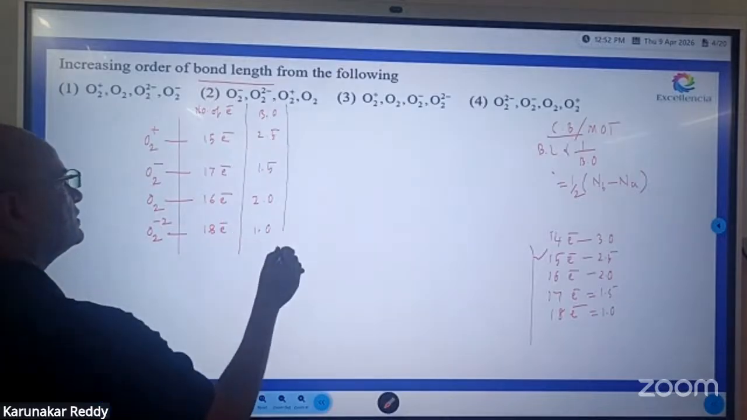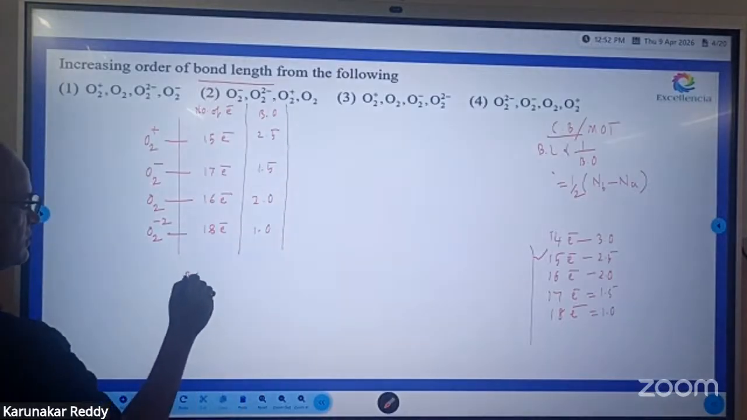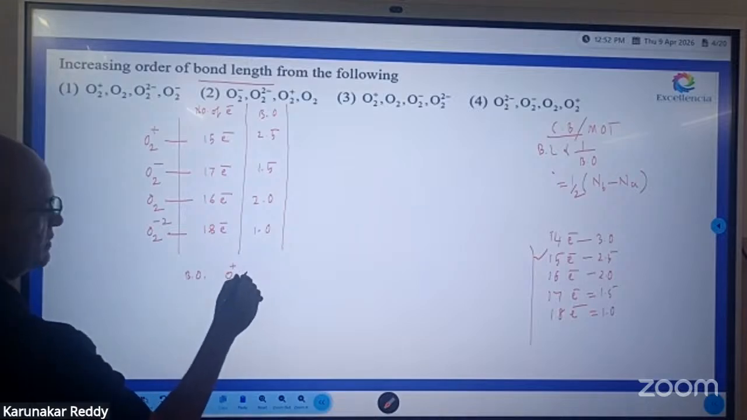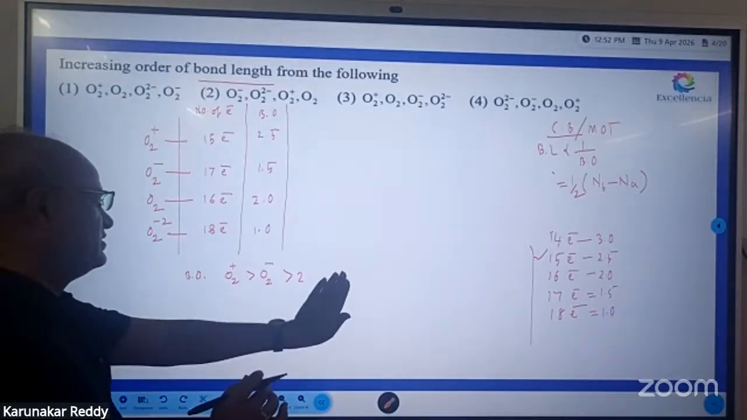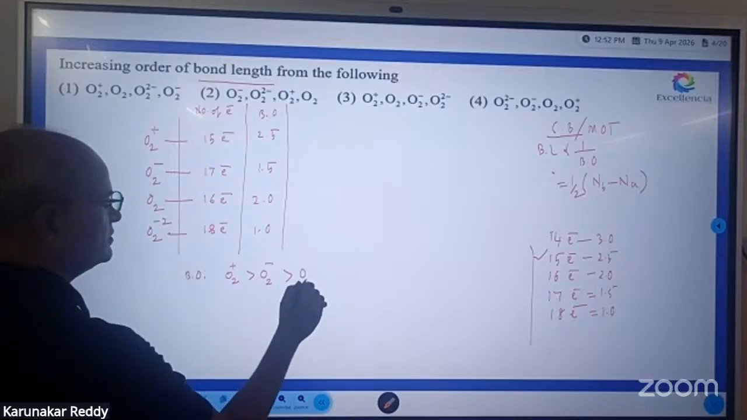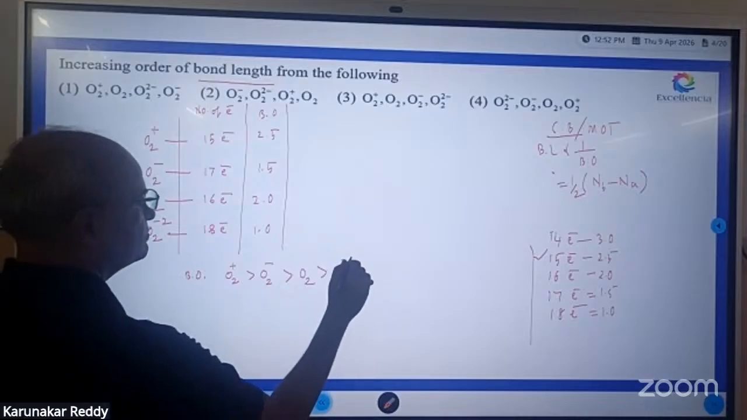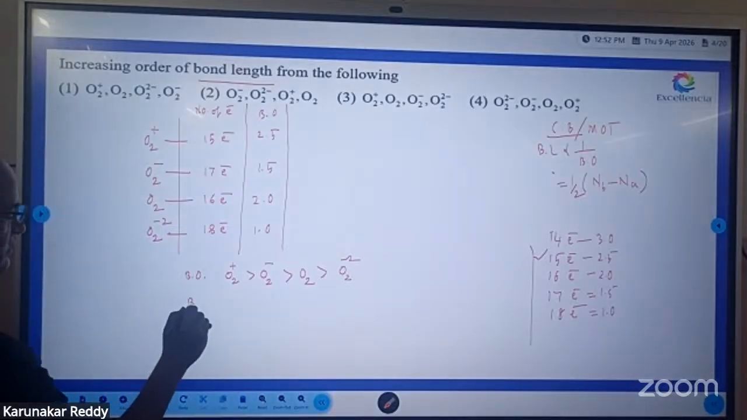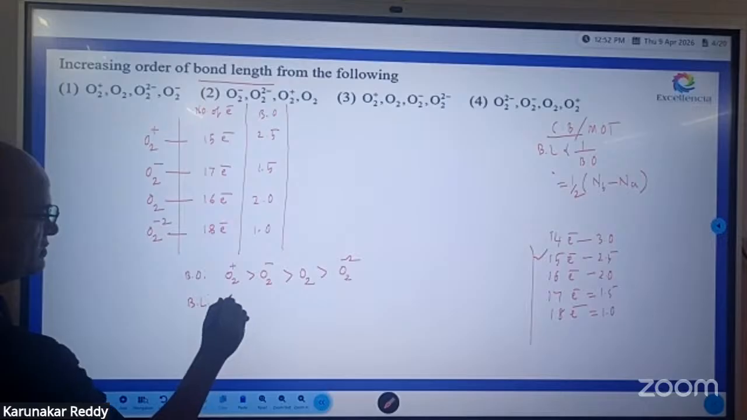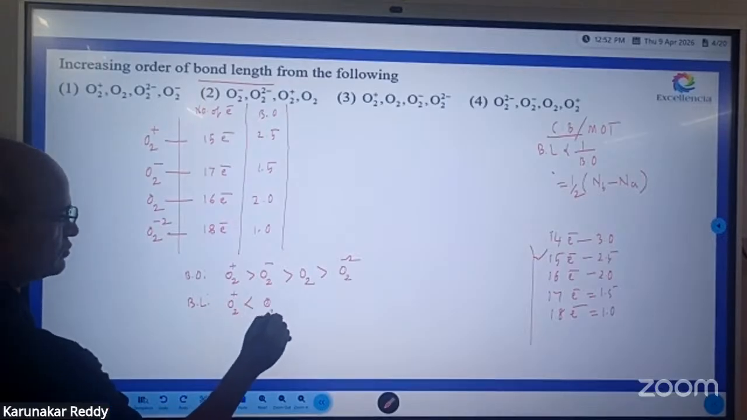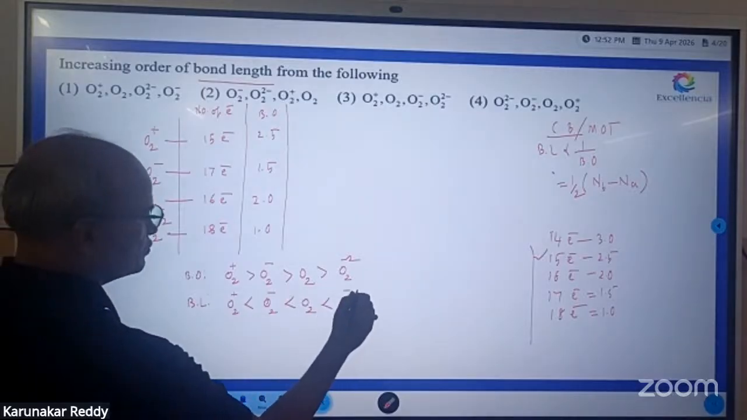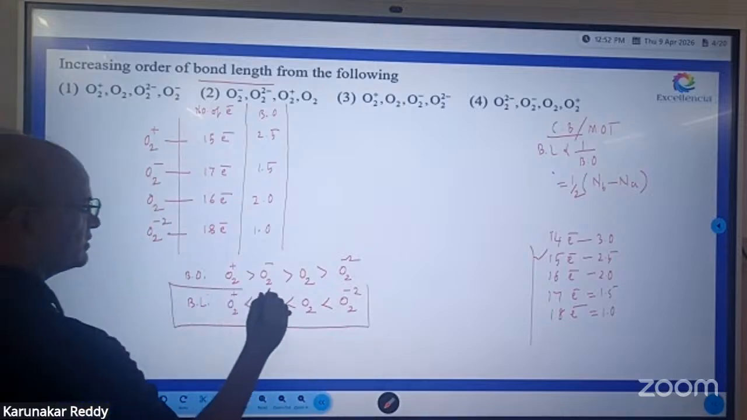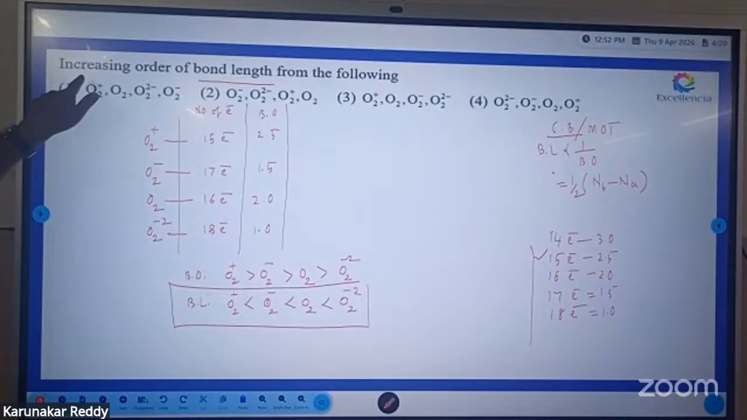So the bond order decreases from O2 plus, which has a higher bond order than O2 minus, then O2 with 2.0, and then O2 minus 2. This is the bond order. Now the bond length order will be like this. O2 plus has the least, then O2 minus, then O2, then O2 minus 2. This is the increasing order of bond order, but they are asking for the increasing order of bond length.